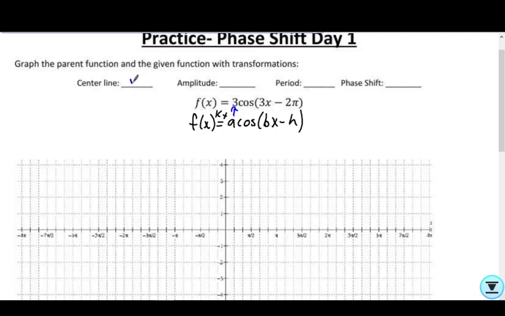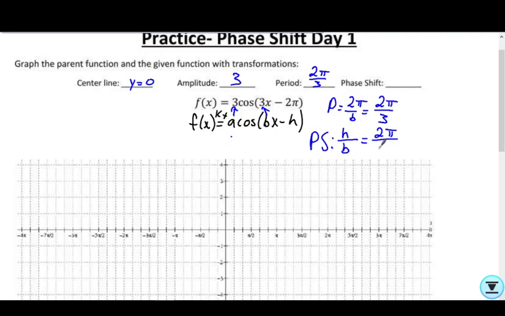My center line is still going to be at 0 because I don't have a vertical shift. My amplitude is 3. My period, remember the period equation is 2 pi over b. In this case it is 2 pi over 3. So my period is 2 pi over 3. Now my phase shift equation is h over b. So that means h is 2 pi and b is 3. So again, my phase shift, since this is negative, we're going to the right 2 pi over 3.